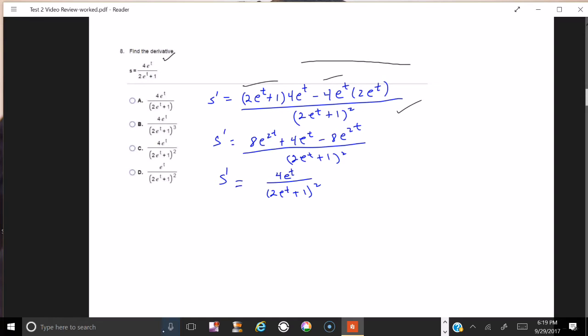Now multiplying all of this out, we get 8e to the 2t plus 4e to the t minus 8e to the 2t, and notice that this cancels out, and we get 4e to the t divided by 2e to the t plus 1 quantity squared, and that is answer C.